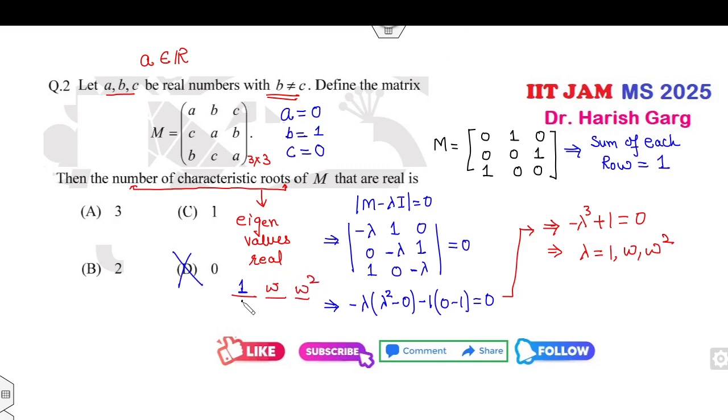And how many of them are real? Only one value is real. So the number of real roots is 1, so C is the correct answer of this problem. You can see that it's a very simple way, you can get your answer within a 15-second time period in your examination.